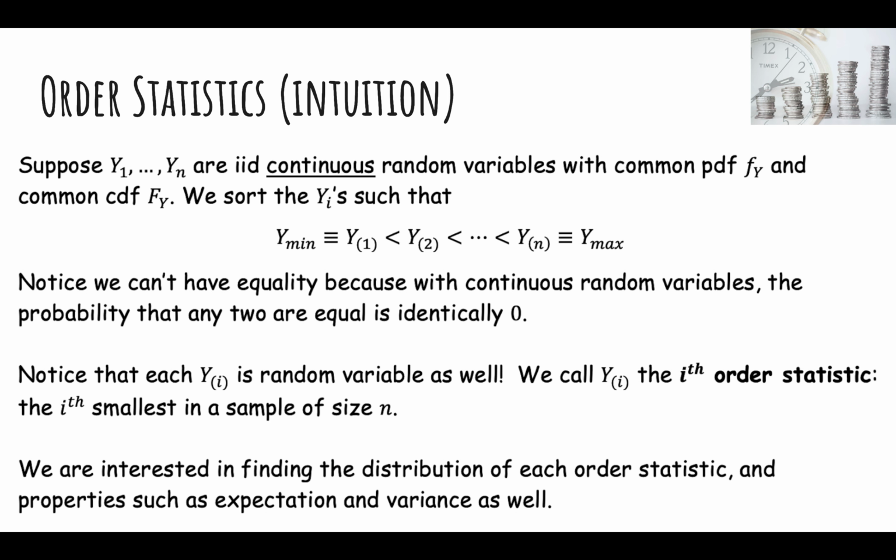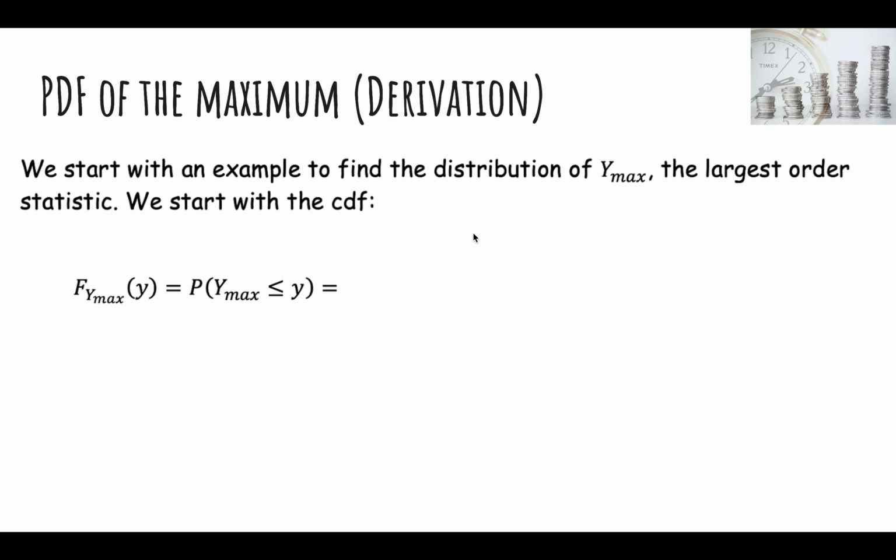So why are order statistics important? Well, usually we actually take the min or the max of a bunch of random variables and then do some computation with it, or the median. And it would be great if we had a formula for the PDF or CDF of a min or max in general. So let's start with an example to find the distribution of y max, the largest order statistic.